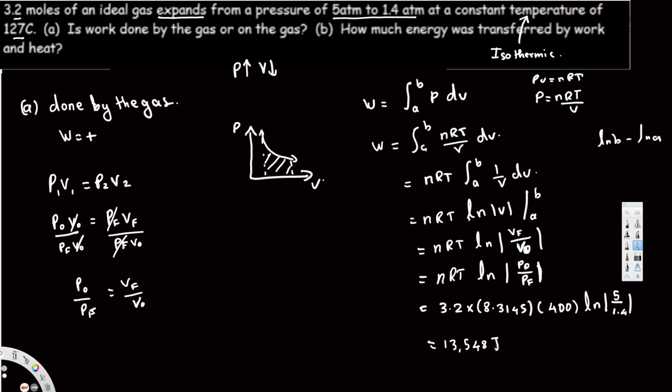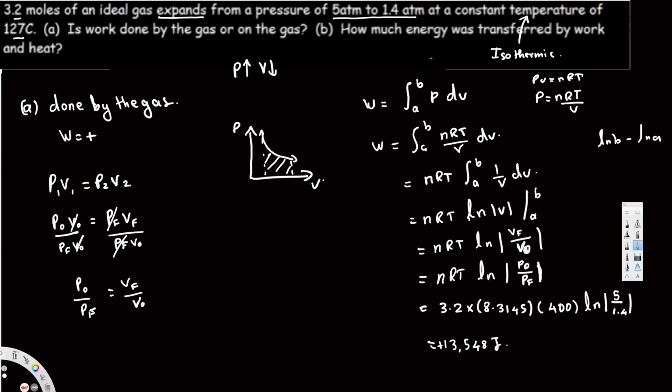13,548 joules, and that is the answer for the work. And we expect plus, as we discussed in the A part, it's done by the gas, so the work must be positive. So we got the positive answer. So that's the way it is, right?